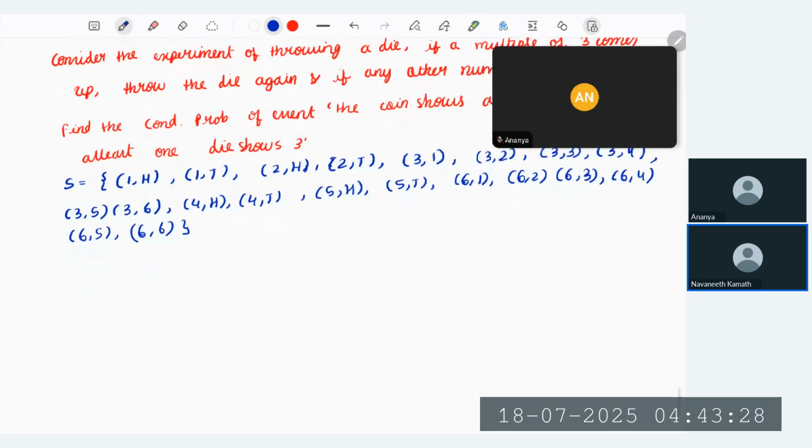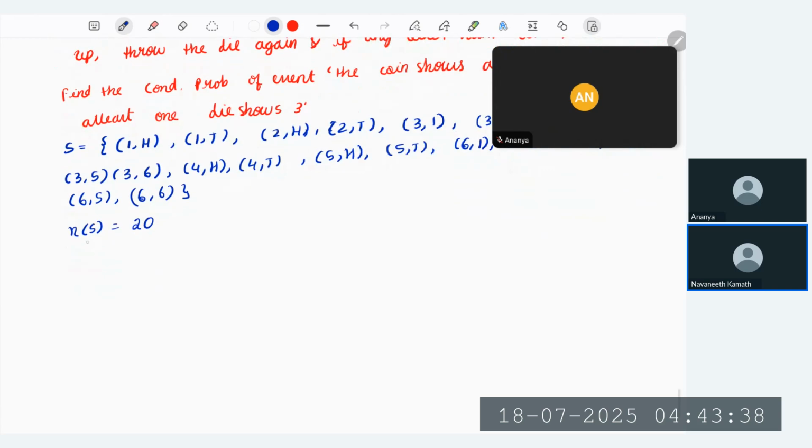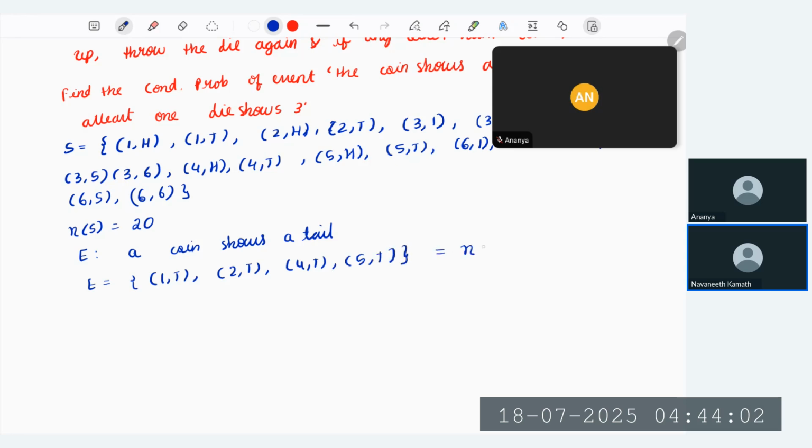Have you understood this? Yes, sir. How many possibilities are there? It is 20 possibilities. Just count it. Okay. So they are saying event E, a coin shows tail. What are the favoring events? The events which are favoring are 1T and 2T, 4T and 5T. The number of items in E is 4.